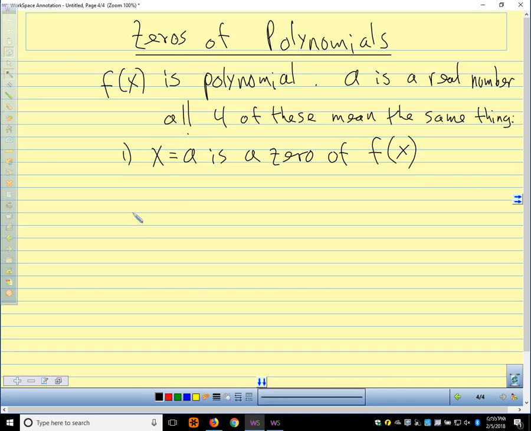The second thing that means the same thing is this. x equals a is a solution of the equation f of x equals 0. These 2 things mean the same thing. Finding a 0 of a polynomial is the same as solving the equation f of x equals 0.